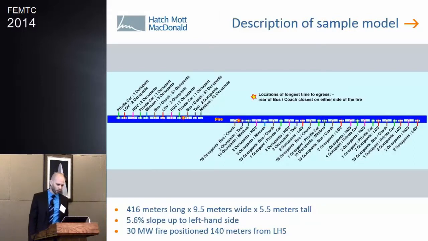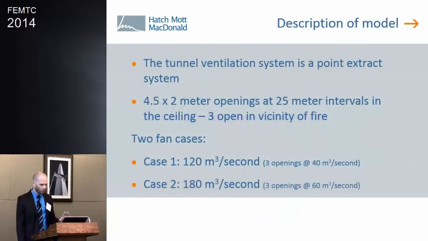And each of them has different occupancies. And I put a little star in. This represents the longest time to egress. It's the rear of the bus or coach nearest to the fire on either side. There's a 30 megawatt fire. It's got a slight slope up to the left, so the left-hand side is open, and both ends are open to the atmosphere. Now, I'm not an FDS expert, so please don't grill me on this aspect.